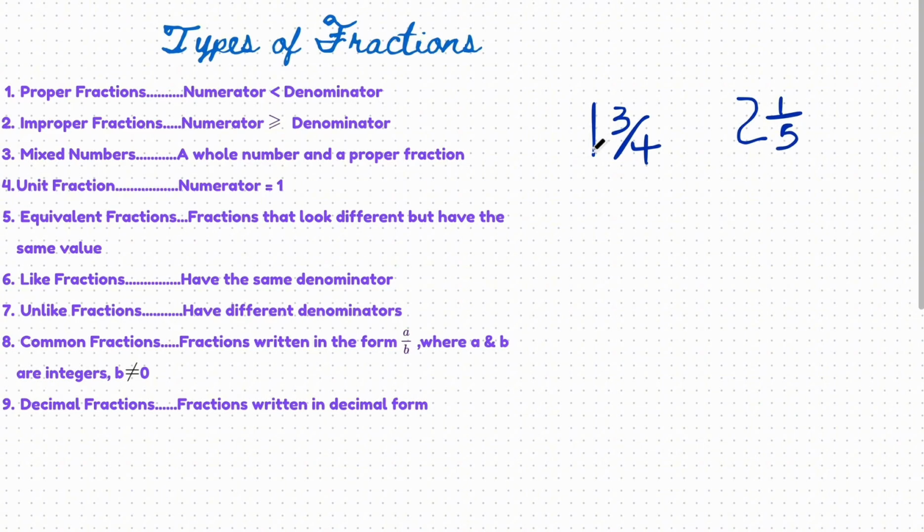So in this first example, the 1 would be the whole number and the 3/4 would be our proper fraction. In our second example, the 2 will be our whole number and the 1/5 would be the proper fraction. I will show you how to change fractions into mixed numbers in a separate video.